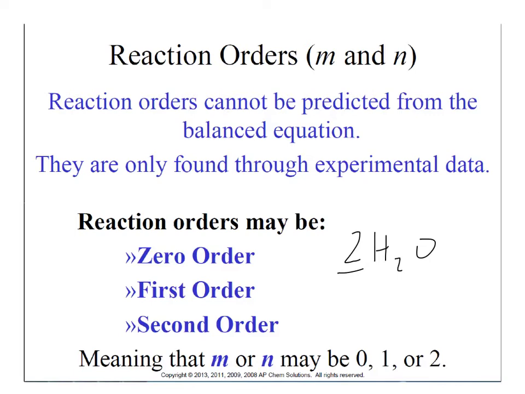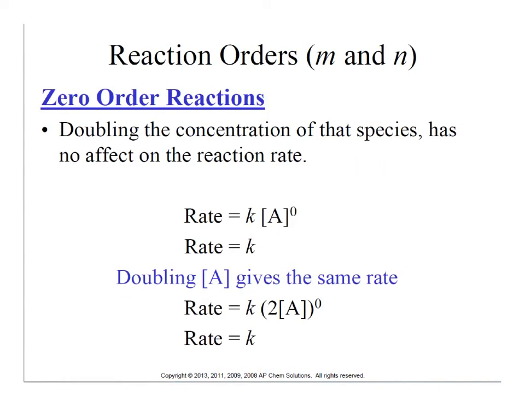So in order to determine 0, first, or second, you're going to have to look at data from an experiment, compute the data in order to figure out whether it is 0, first, or second. You do not look at the balanced equation. So experimentally, how this is done is we take a reaction, we do it once with a particular concentration, measure the rate. We do it again with a different concentration, measure the rate.